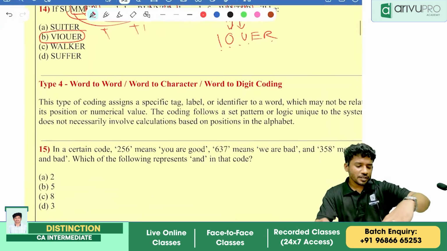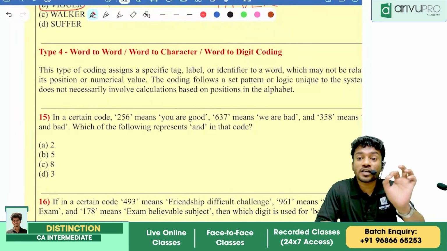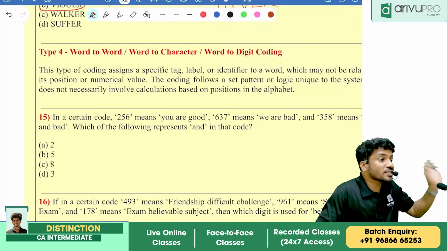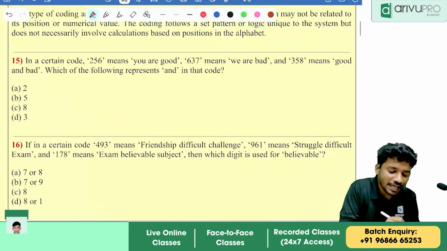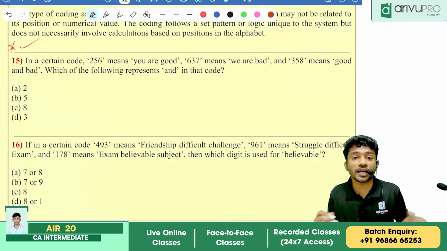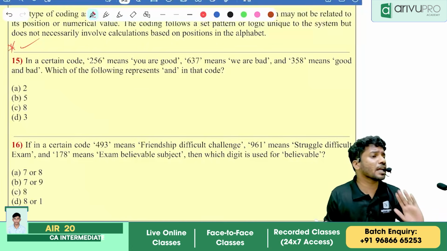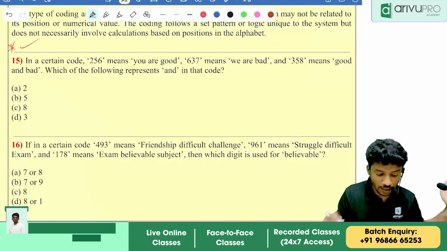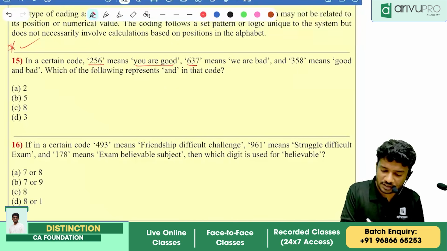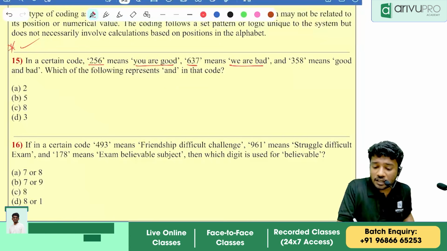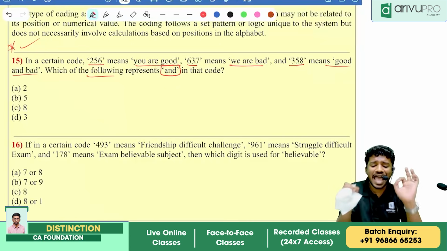Now the next one. Word to word coding. Word to letter coding, word to digit coding, everything will come over here. Look at this question, people. There is a high chance of this question getting repeated again, because in the model test papers, RTP and all, this type of question is getting repeated again and again. So there is a high chance. Okay, look here. 256 means you are good. 637 means we are bad. 358 means good and bad. Which of the following represents and is the question?